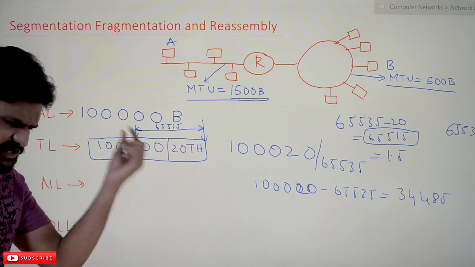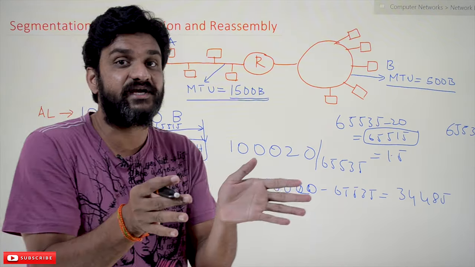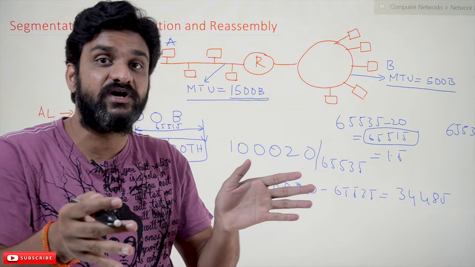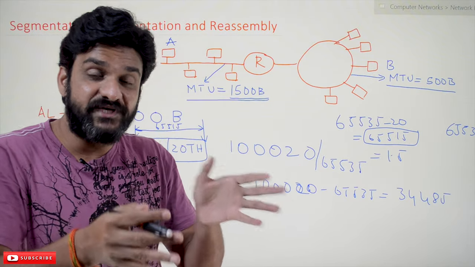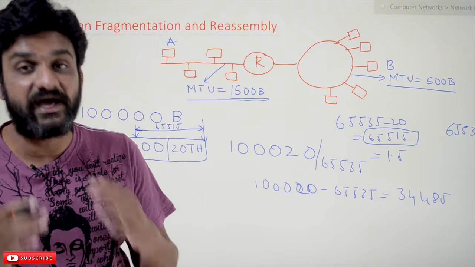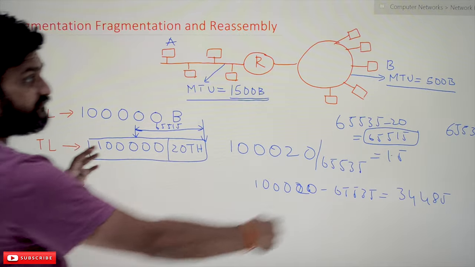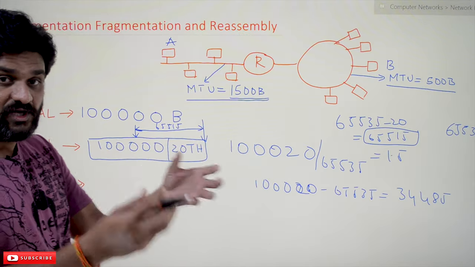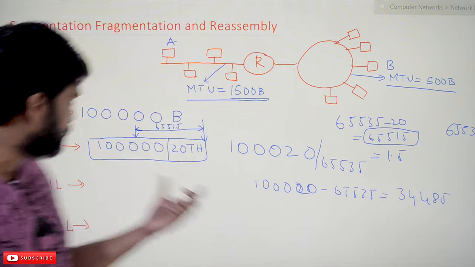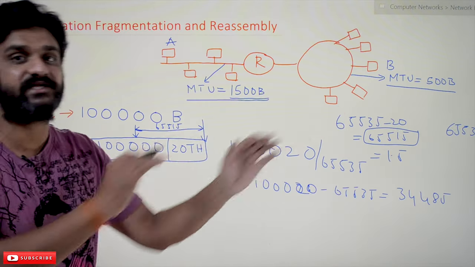So this point is very, very important to understand. Only the first piece of data is going to have the transport layer header. The remaining pieces will not have the transport layer header, because this entire piece of data will be reassembled. So we'll get it assembled again, and this packet is going to get to the destination. So we'll try to understand that also.